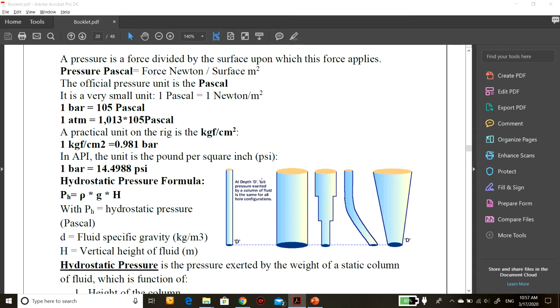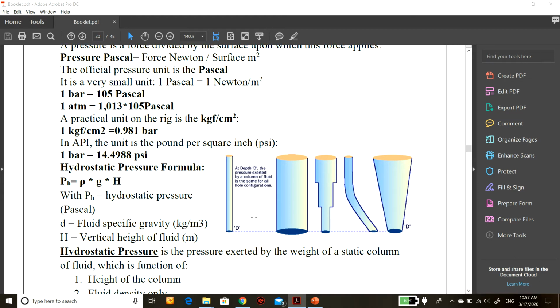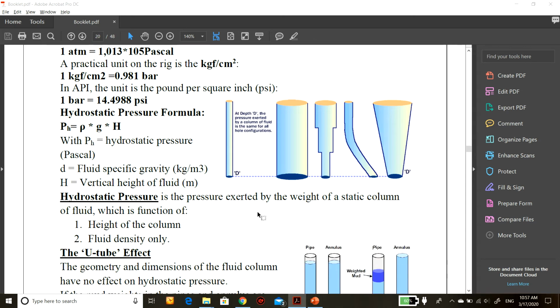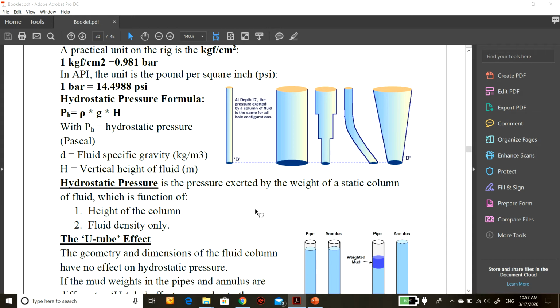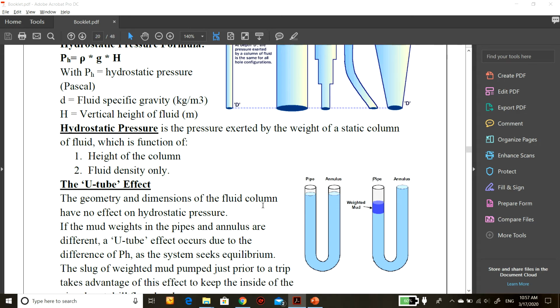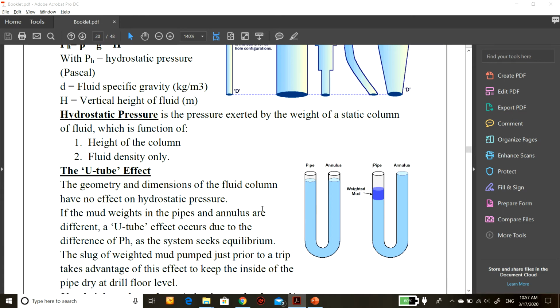So at depth D, the pressure exerted by a column of fluid is the same for all hole configurations, whatever the shape of the hole. It relates to the height of the column of the fluid, and also to the fluid specific gravity. Hydrostatic pressure is the pressure exerted by the weight of a static column of fluid, which is a function of height and fluid density. The geometry and the dimensions of the fluid column have no effect on hydrostatic pressure.